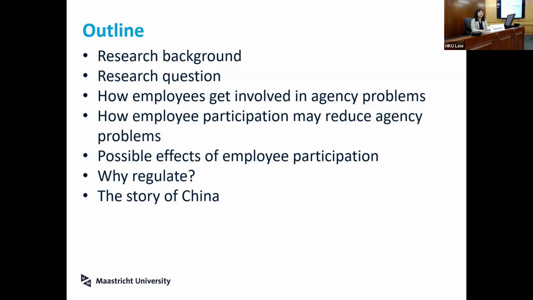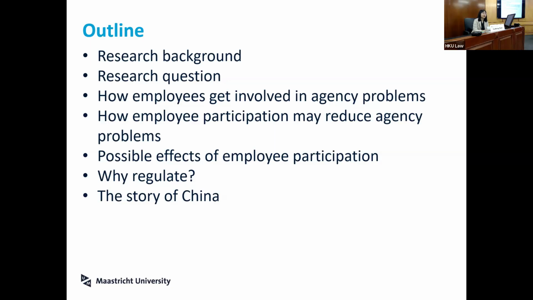So first, the research background of the book chapter, and also all these general economic justifications and the effects of employee participation. Then I'll talk about why regulate, because I'll talk about the possible positive effects of employee participation. Then people might ask, if it has so many positive effects, why do most countries use regulations to regulate employee participation, rather than letting it arise automatically and spontaneously? So that's why we need regulation.